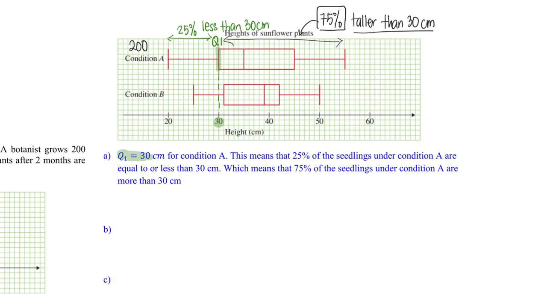So this Q1 is 30 cm for condition A. As I explained, 25% will be lower or equal to 30. So to get more than, or taller than, 30 cm, it is actually 75%. And we know the number of plants in condition A, 200. So I just need 75% of this 200, which corresponds to 150. So that's part A.